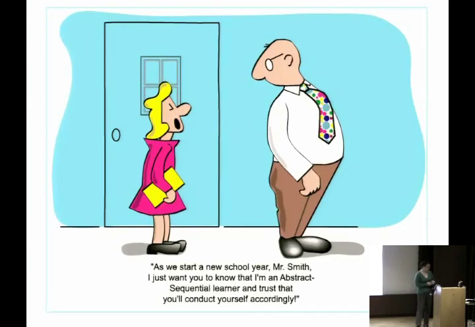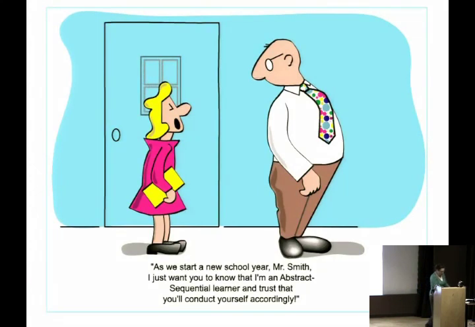Now here is a sort of a commentary on where this has gone. If you can't read the caption, it says, this student is addressing the teacher, and she says, "As we start a new school year, Mr. Smith, I just want you to know that I am an abstract sequential learner, and I trust that you'll conduct yourself accordingly." So the idea that we have some sort of benefit from matching what students are able to do in terms of the kinds of information they take in or learn best from in our classroom seems like it would be really spot on.